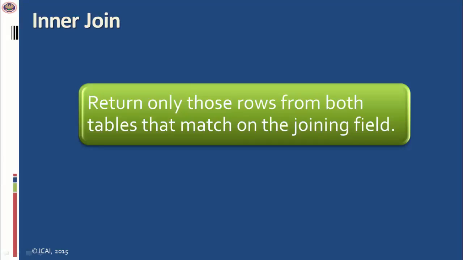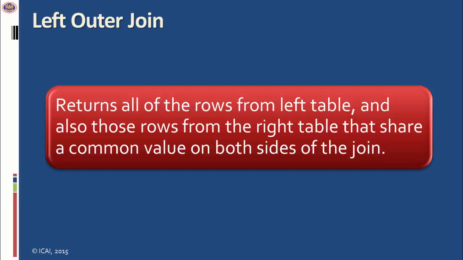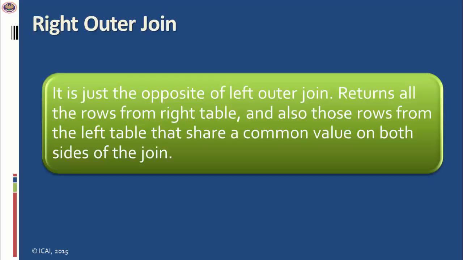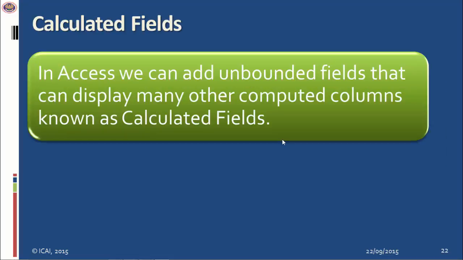Joins are of three types. First is the inner join, which returns only those rows from both tables that match on the joining field. Left outer join returns all the rows from the left table and also those rows from the right table that share a common value on both sides of the join. Right outer join is just the opposite of the left outer join. It returns all the rows from the right table and also those rows from the left table that share a common value on both sides of the join.